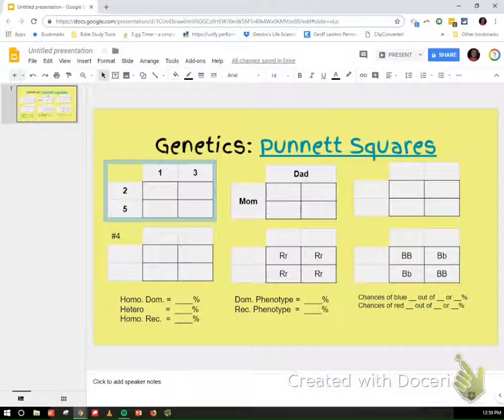Alright, so I want to give a heads up on how to work out Punnett squares. Hopefully a really quick tutorial. Punnett squares are very similar to multiplication tables.